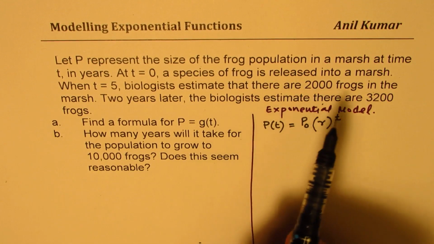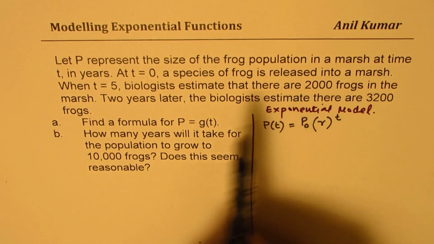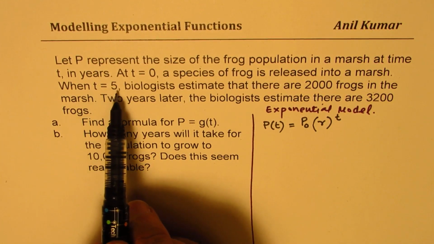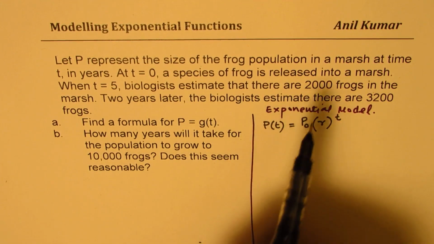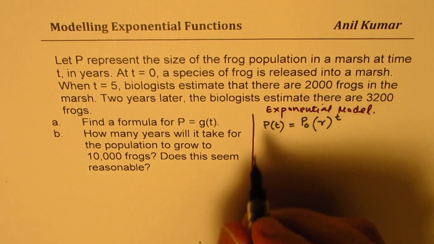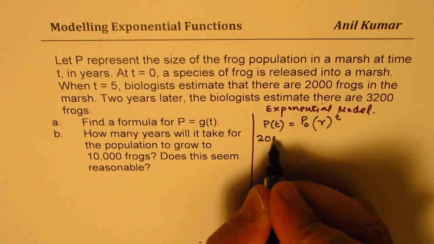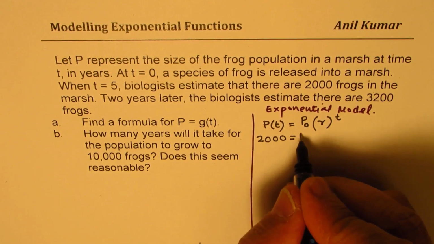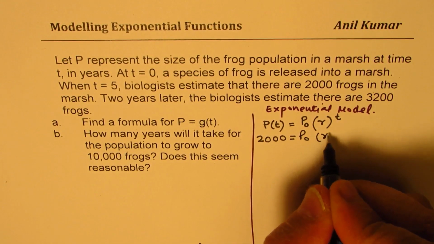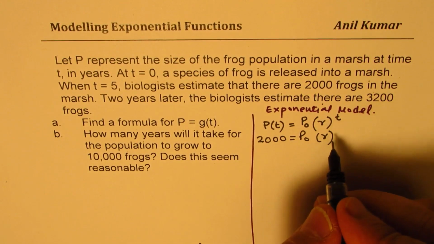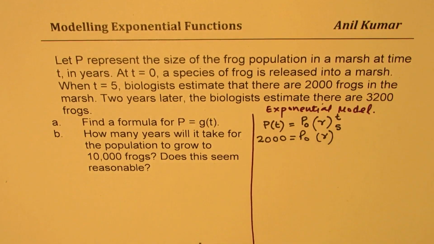Now we know that after 5 years, when t equals 5, estimated population was 2000 frogs. So let's write this. So we got 2000 here. We don't know the initial population. We don't know the rate of growth, but we know that after 5 years, this was the situation. So that is our equation number 1.